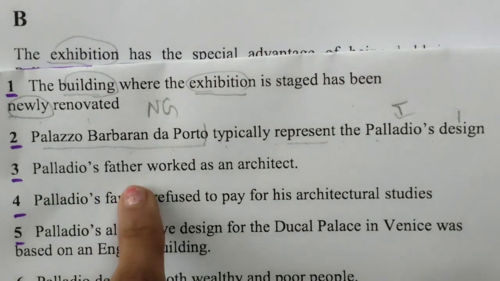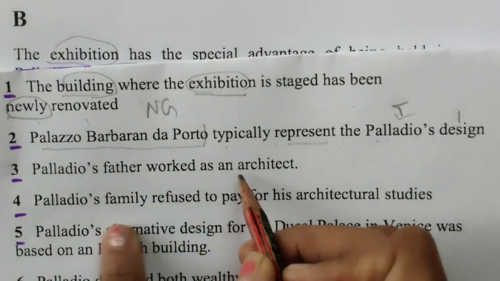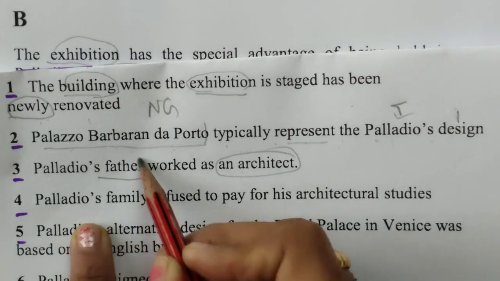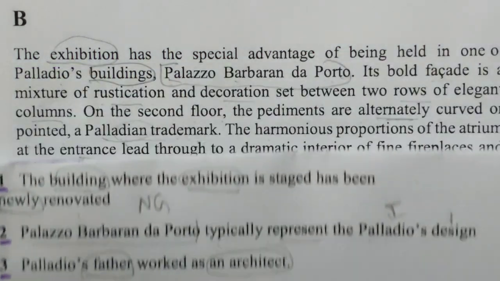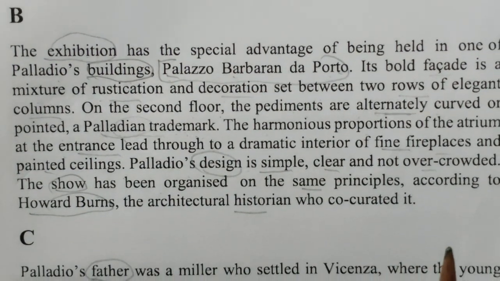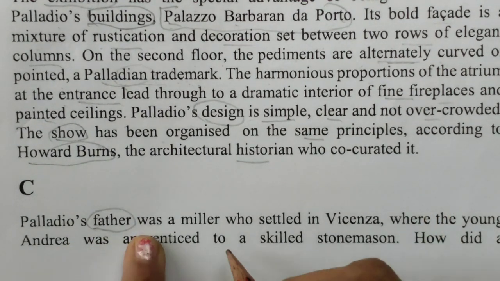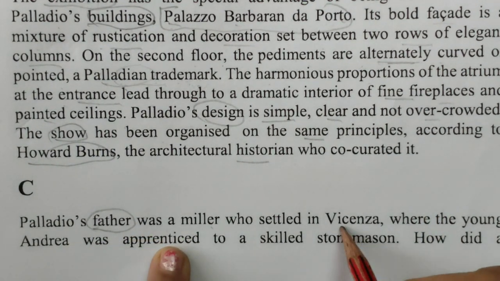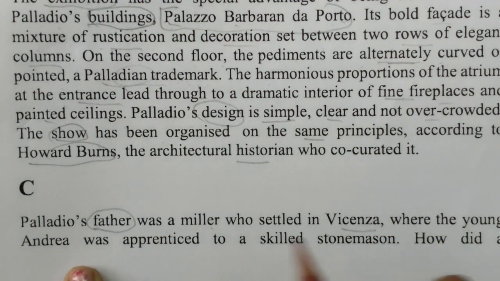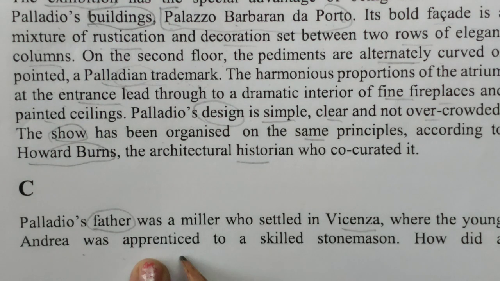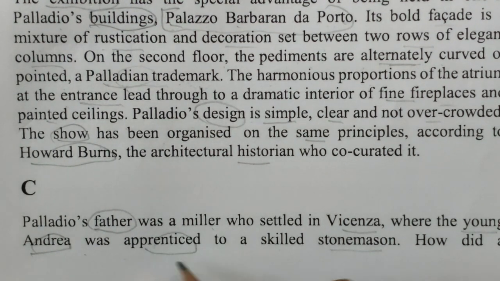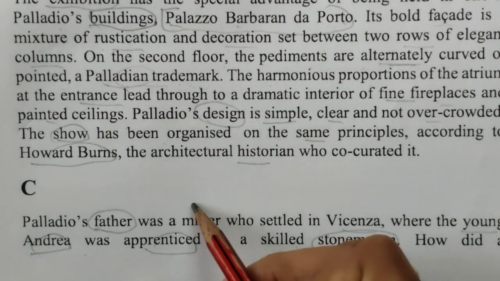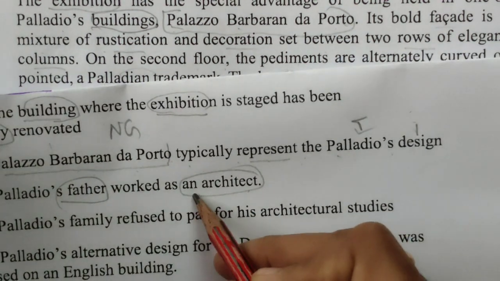Now, third question, Palladio's father worked as an architect. If his father worked as an architect, then definitely true. If his father was something else, then it will be false. And here in C paragraph we have already got it. Palladio's father was a miller who settled in Vicenza, where the young Andrea was apprenticed to a skilled mason. So, young Andrea was apprenticed, means trained to a skilled stone mason, but his father was a miller. It means this is false.